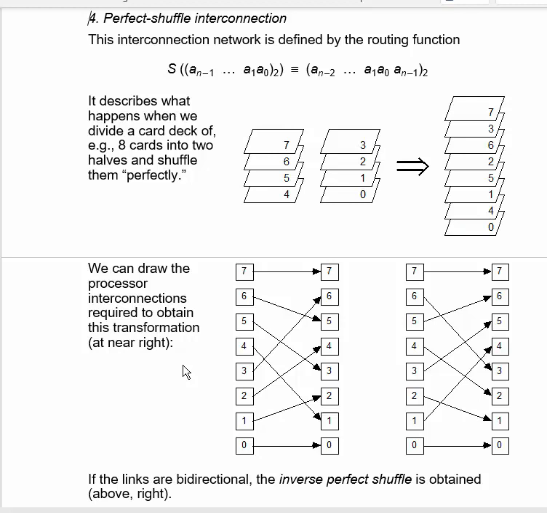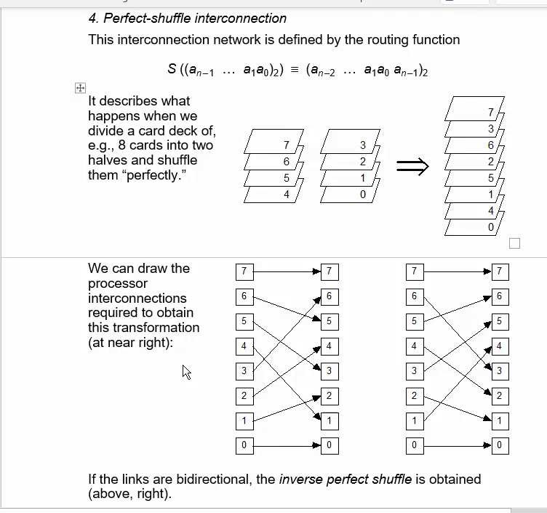This is the network whose interconnection is defined by the routing function. And you see what we're doing here is taking a bit from the left-hand side of the node number and moving it around to the right-hand side of the node number. And that happens to be exactly what happens when we divide a card deck of, let's say, 8 cards for the purposes of the illustration into 2 halves and shuffle them perfectly.